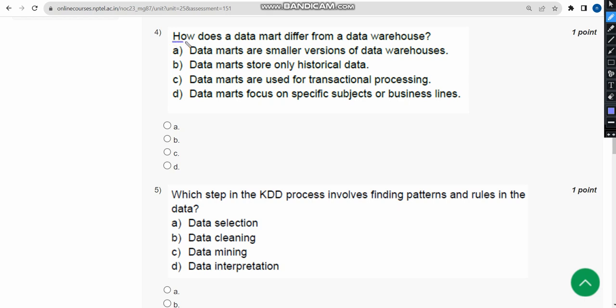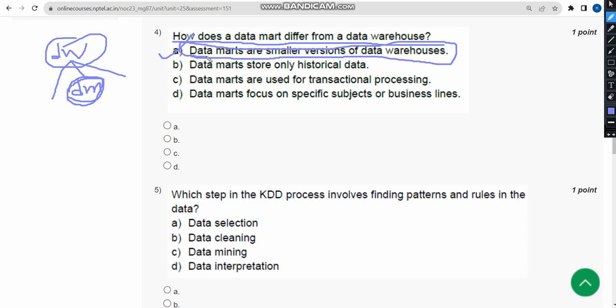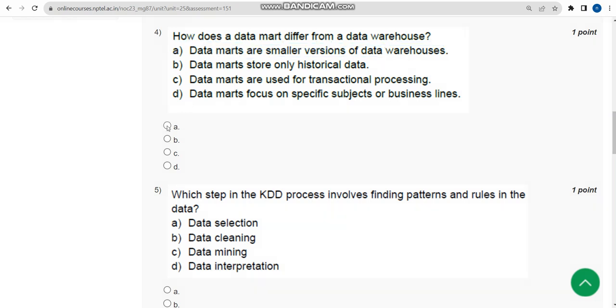Fourth one: how does a data mart differ from a data warehouse? Actually, they have given that a data mart is a subset of the data warehouse. So that means we can define that data marts are one of the subparts or smaller versions of data warehouses, right? So I'm going with option A, guys. Data marts are smaller versions of data warehouses. So mark option A as the correct answer for the fourth question. Now let's move on to the fifth question, guys.